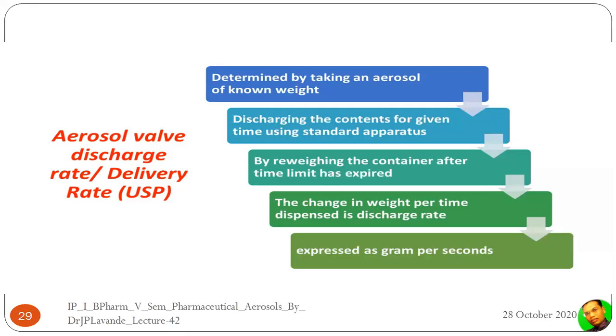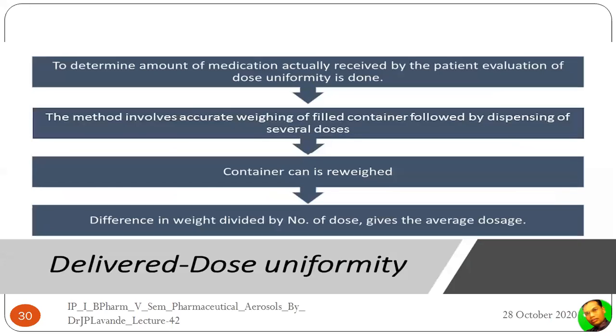How many grams of aerosol are delivered in a given second. Then the delivered dose uniformity, that is how much dose is going to be delivered per actuation. To determine the amount of medication actually received by the patient, the dose uniformity test is done.